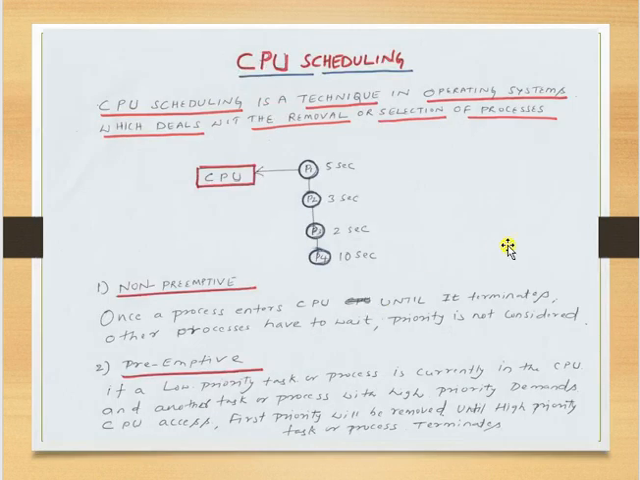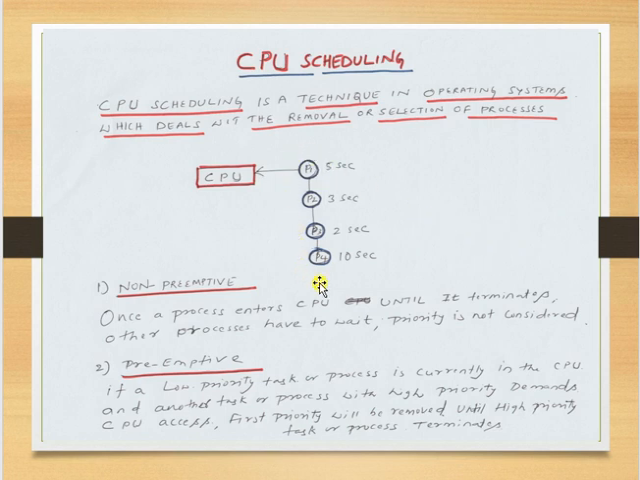Today's topic is CPU scheduling. What is CPU scheduling? CPU scheduling is a technique or mechanism in the operating systems which deals with the removal or selection of process.